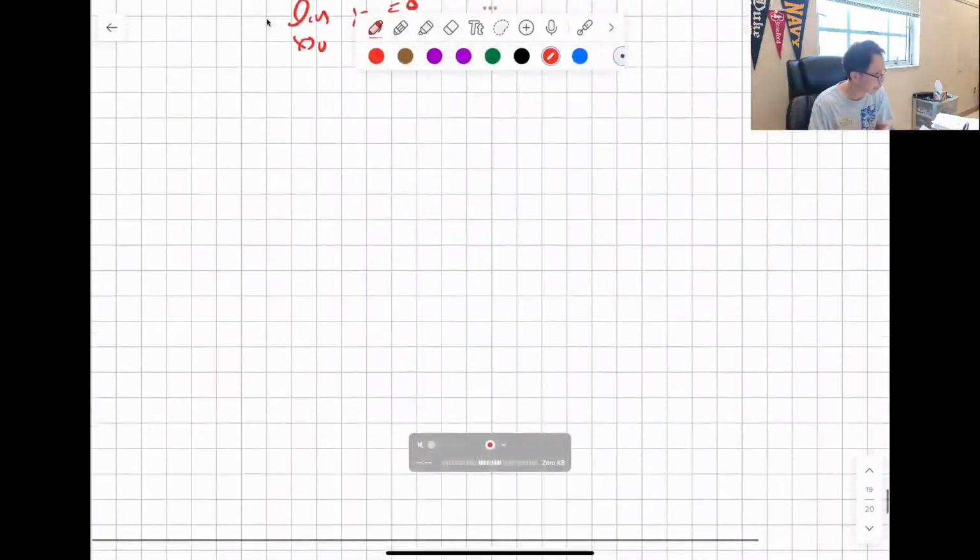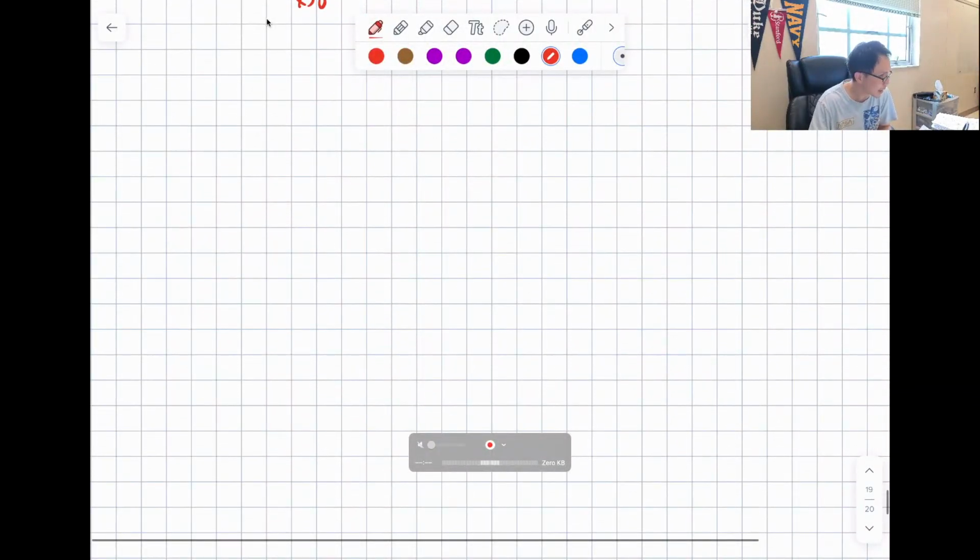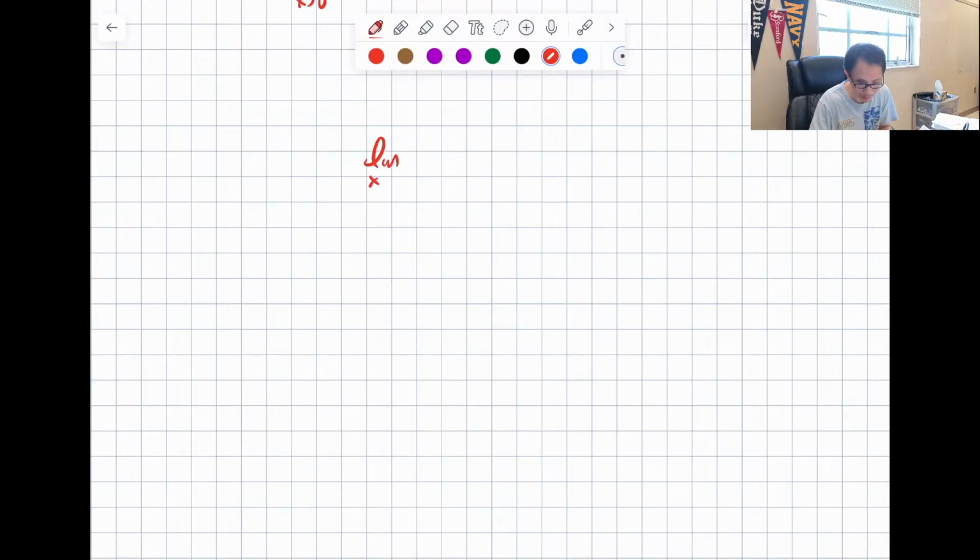Now, what if I create a question that says, hey, what is the limit as x approaches 0 of sine x over x? Slightly different than before. No, actually not 0. I'm so sorry, I made a mistake. So it's approaching infinity.